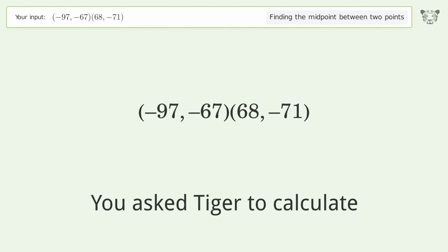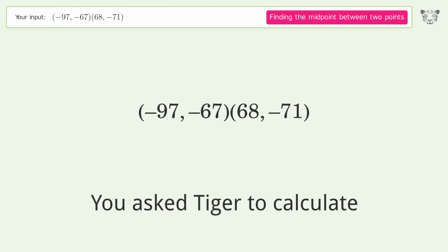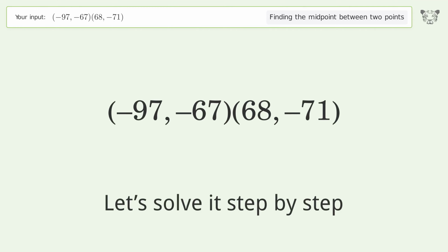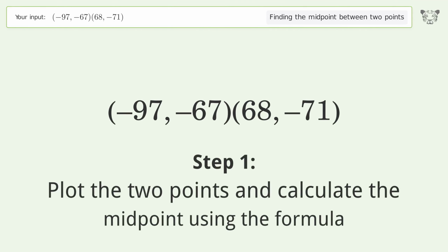You ask Tiger to calculate. This deals with finding the midpoint between 2 points. The midpoint between the 2 points is negative 14.5, negative 69. Let's solve it step by step. Plot the 2 points and calculate the midpoint using the formula.